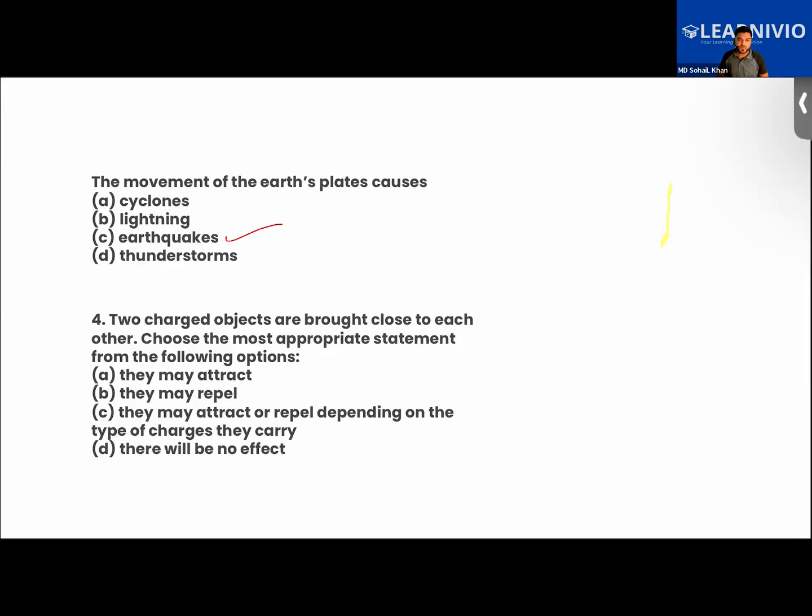Read all the statements carefully. They may attract or repel depending on the type of charges. Priyanka, Abubakar, why aren't you answering? It's a simple question. They may attract or they may repel depending on the nature of the charges present on them, the type of charges they carry. Option C will be the right answer, no?